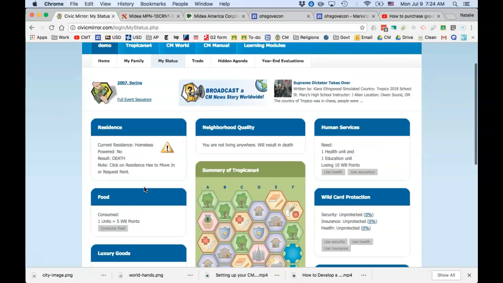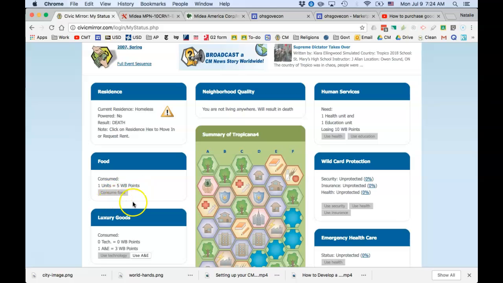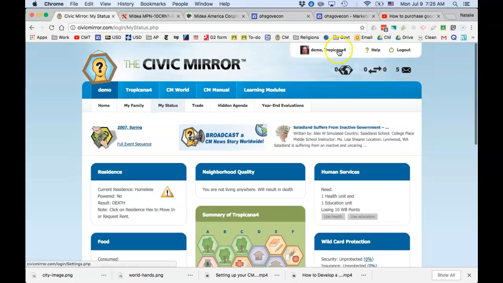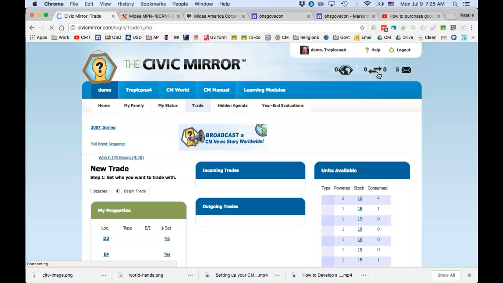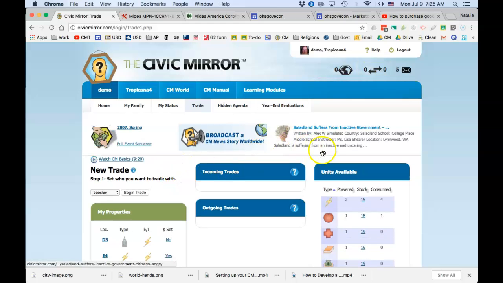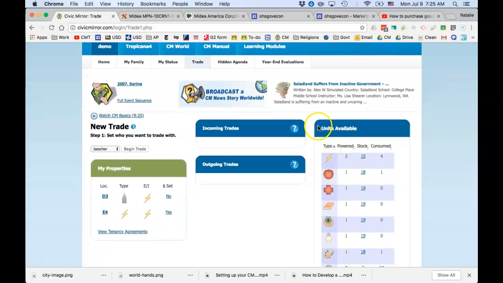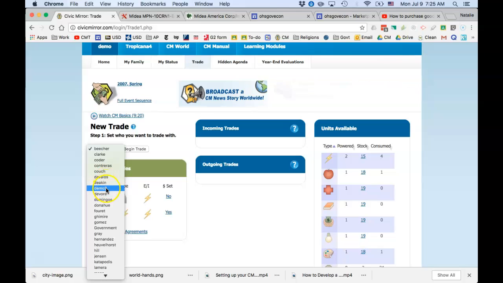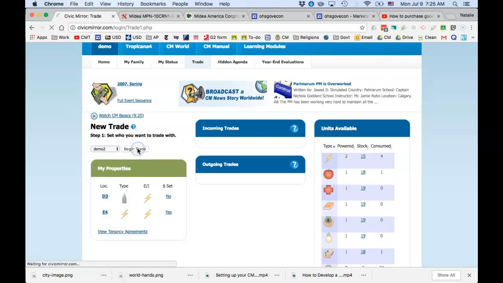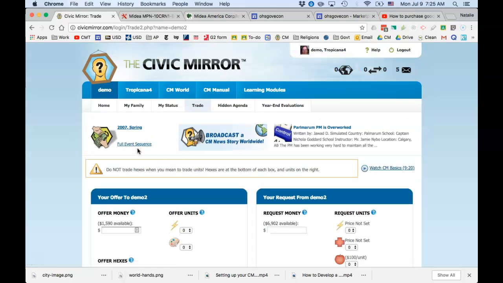So I'm going to show you how to do a trade so that you can get some food for your family. So we click here on trade and we find out who has the food. Here's units available. Down here, we're going to hover over this 18. Okay, this demo 2 person, fake person, in your game is going to be somebody else, but this will show you who has it. We're going to make a trade with the person who has the food. So I find demo 2 over here, click begin trade. All you need is 1 unit for your family.